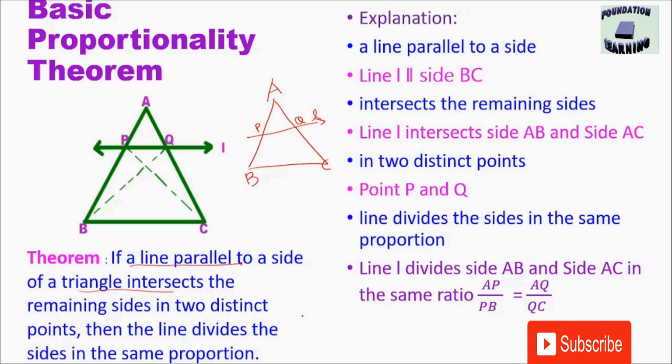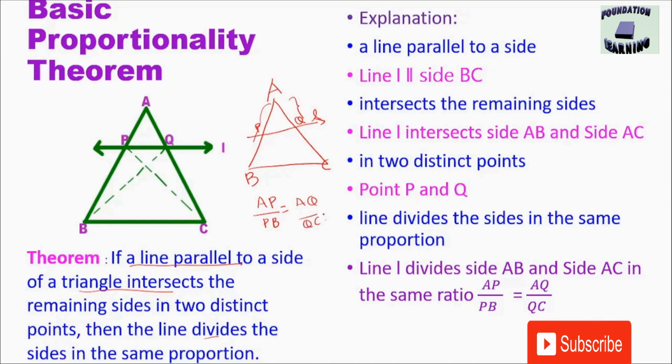Now when it intersects in two distinct, unique points, that means it divides the sides in the same proportion. What is the proportion? That is AP upon PB will be equal to AQ upon QC. Okay, this is the theorem.